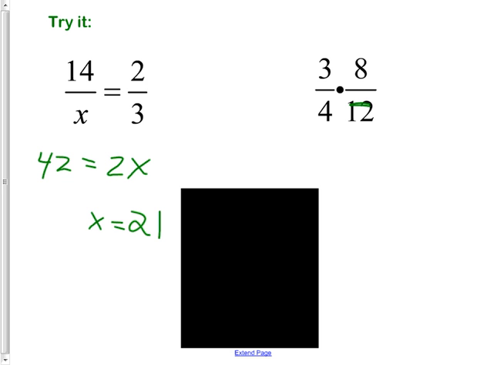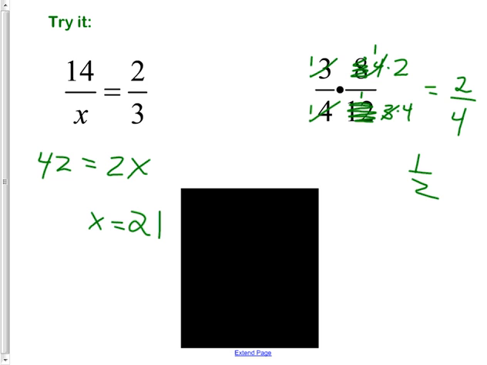3 and 12 have something in common. I could write this as 3 times 4, and then I can cancel the 3's. The 8 has something in common with the 4. It's 4 times 2, and then I can cancel the 4's. What's left when I'm canceling is a 1, so these are all 1s, which kind of looks messy, but the final answer is 2 over 4, which reduces to 1/2. Raise your hand if you had that one right.